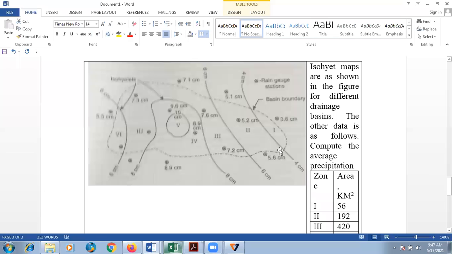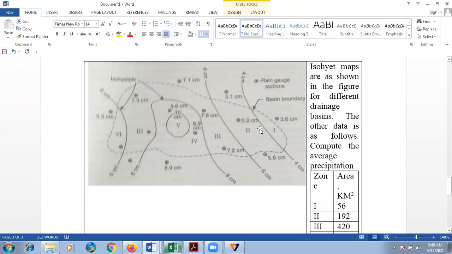This dotted line represents the boundary of the watershed. Next, we have the locations of the rain gauge stations with values of the rainfall indicated. And then an experienced hydrologist will sit and interpolate all values and would draw these isoheights. Isoheights are nothing but the locus of points of equal rainfall. Once these isoheights are drawn, then zones are marked as zone 1, zone 2, zone 3, 4, 5, and 6. And then the area of each of the zone is calculated.